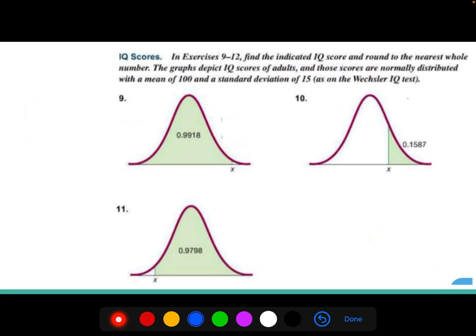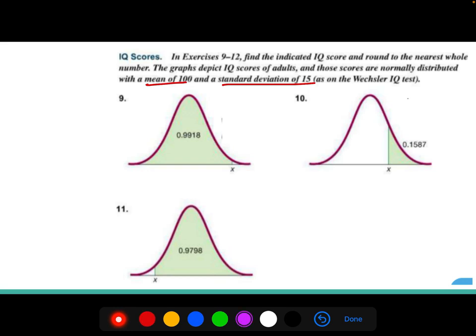All right, now this one's about IQ scores. The graphs depict IQ scores of adults, and those scores are normally distributed with a mean of 100 and a standard deviation of 15. That's on the Wechsler IQ test. Well, we know that that is not a standard normal distribution. It's just a normal one. So we have to go through and use our calculator to change this.